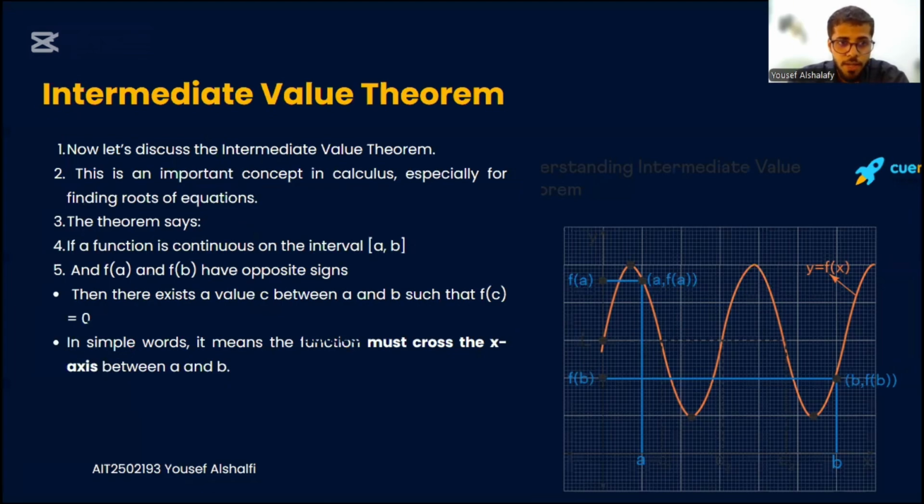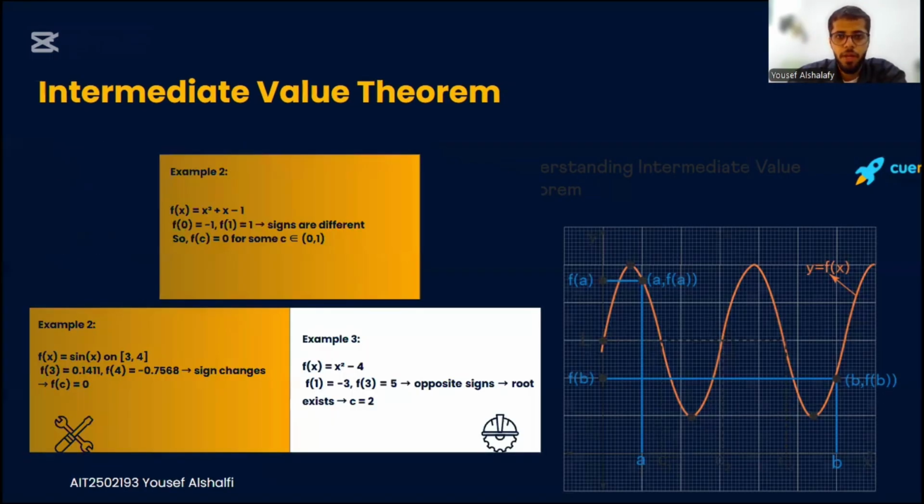The theorem says if a function is continuous on the interval [a, b], and f(a) and f(b) have opposite signs, then there exists a value c between a and b such that f(c) is equal to 0. In simple words, it means the function must cross the x-axis between a and b. Now let's take some examples about this theorem.